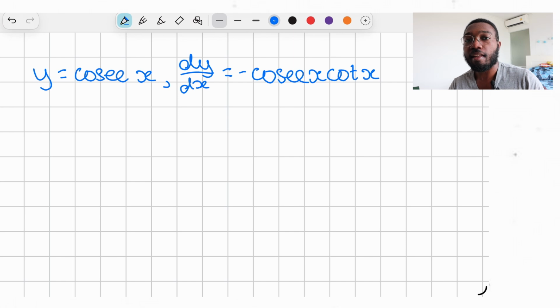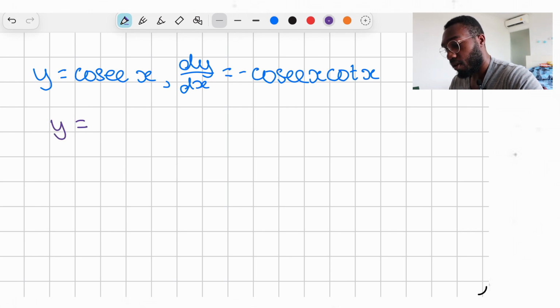So another one we need to remember is that if we have something like y is equal to cosec x, then if we differentiate that, that would equal minus cosec x cot x. But again, if you're in an exam and you need to differentiate this and you don't remember what it is, how can we differentiate cosec x? Well, let's go over that now. So what do we know about cosec x? Well, cosec x is the same as 1 over sine x, okay?